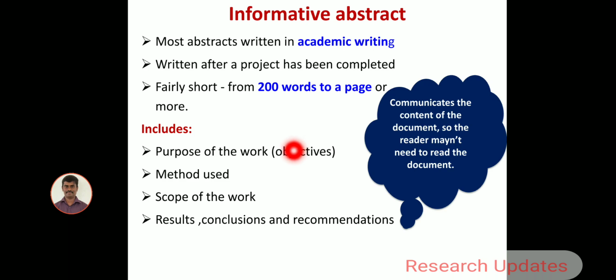Objectives of the work, the methods used, scope of the work, and finally you have to include results, conclusion, and recommendations. So these are the things that have to be included in an informative abstract. Always remember, this informative abstract communicates the content of the document so that the reader may not need to read the document. So it gives you the entire gist of a project or a research.